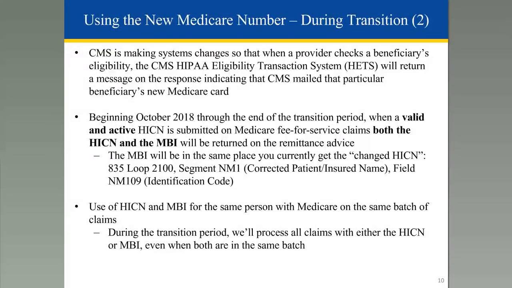A couple of things that you will notice in operations during the transition period. If you query our HIPAA eligibility transaction system, or HETS, with a person's HICN, and we have already mailed their card, we will send you a reply message letting you know and let your patient know that we have mailed their card. Starting in October of 2018, if you submit a HICN on the claim, we will process the claim with the HICN, but we will also give you back that patient's MBI to help you populate your patient's records.